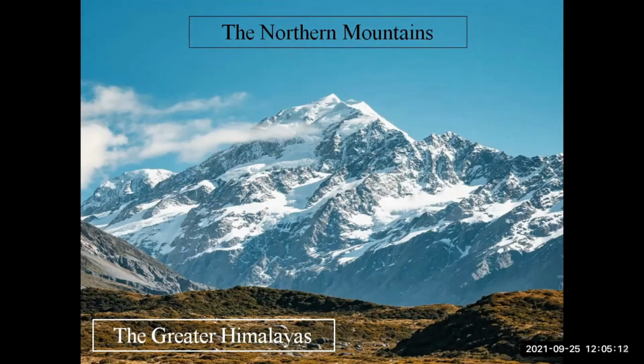In this mountain range is Mount Everest, the highest peak. It is the Mount Everest on the Nepal-China border.